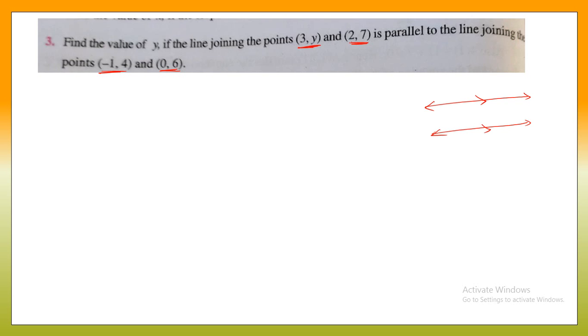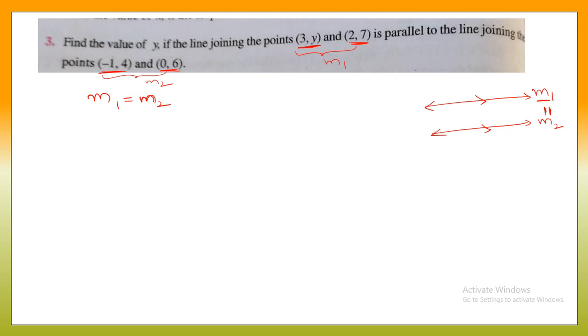So if these 2 lines are parallel, and this slope is m1 and this slope is m2, then what can we say? If 2 lines are parallel, then their slopes are equal. That means clearly slope m1 will be equal to m2 because the lines are parallel to each other. So when lines are parallel to each other, their slopes are equal. Using that concept, m1 is equal to m2. m1 is nothing but the slope formed by these 2 points, and m2 is nothing but the slope formed by these 2 points.